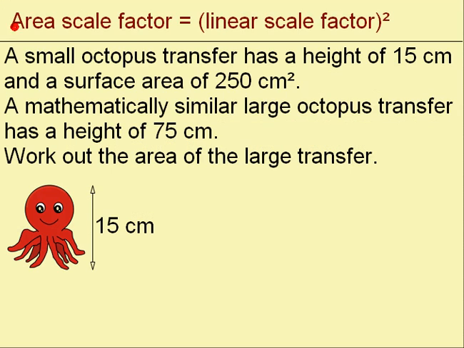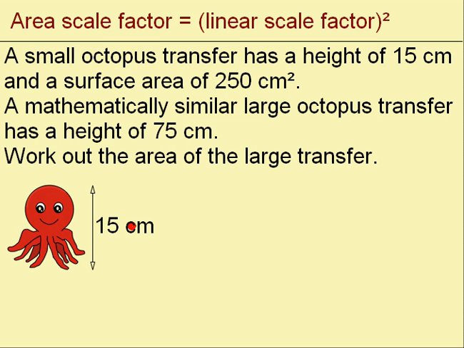So I'm now going to use this fact to help me answer this question. I've got a small octopus transfer. It's got a height of 15 centimetres and a surface area of 250 centimetres squared. There's a mathematically similar large octopus transfer, and that's got a height of 75 centimetres. And I want to work out the area of the large transfer.